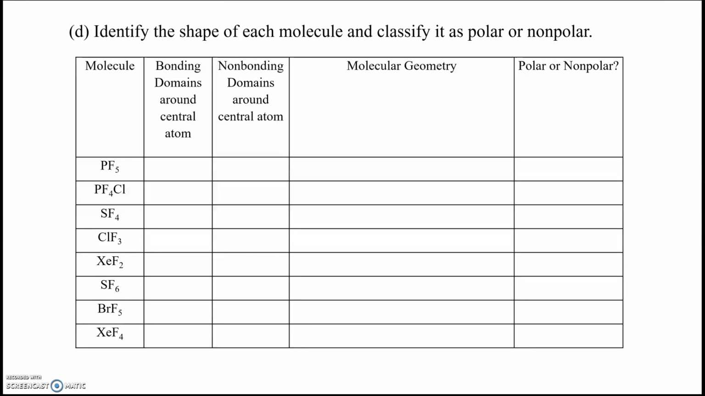Here we're looking at phosphorus pentafluoride. I've got 5 bonding domains, no non-bonding domains. Trigonal bipyramidal is our shape. It's very symmetric, 1 up, 1 down that cancel each other, and 3 at 120 degrees around the equator, so a nonpolar molecule.